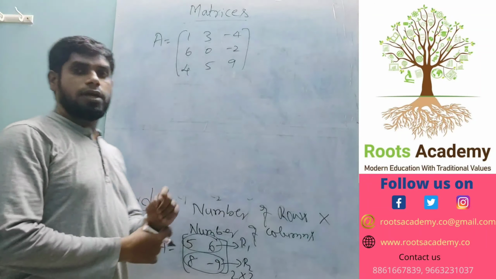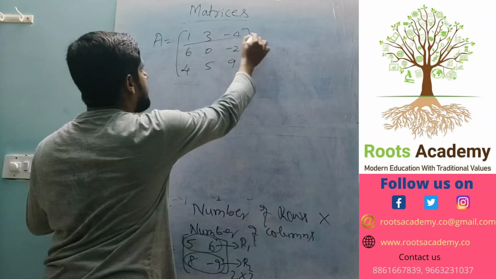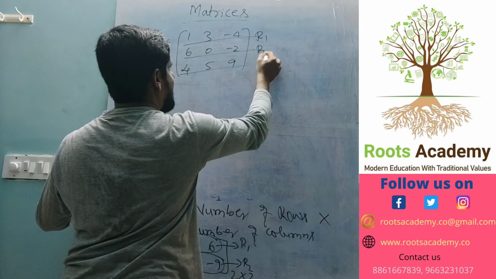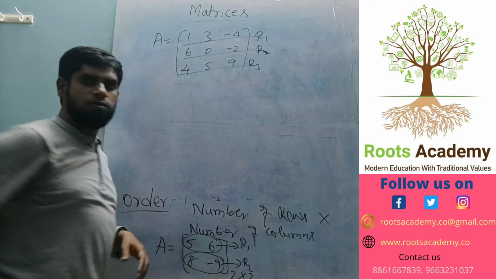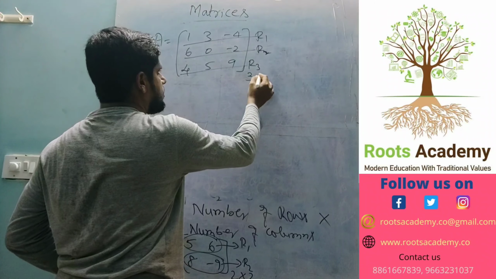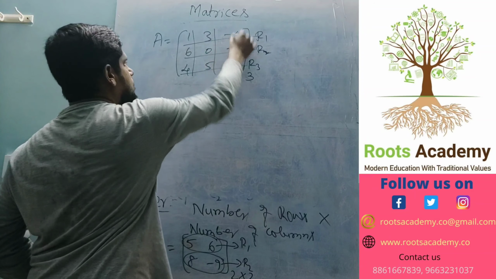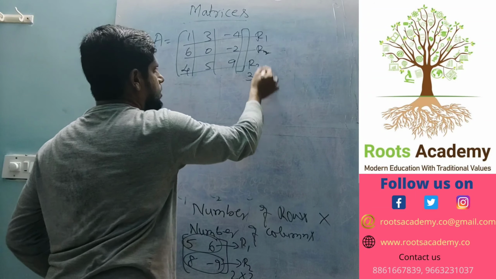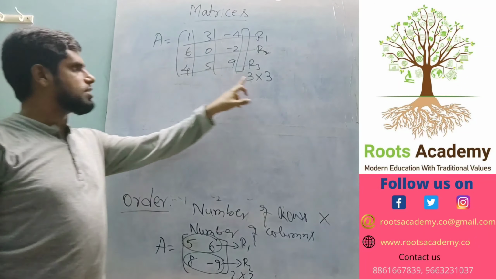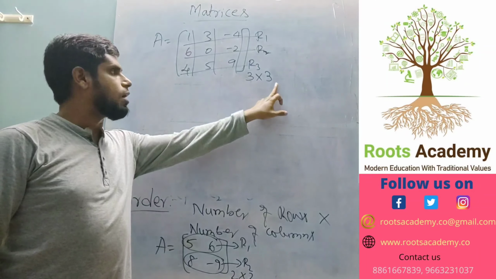So student, here how many rows are there? 1, 2, 3. So student, I have 3 rows here. So its order is 3. And then how many columns are there? 1, 2, 3. So it is 3 columns. So totally the order of this A matrix is 3 cross 3 because it has 3 rows and 3 columns.